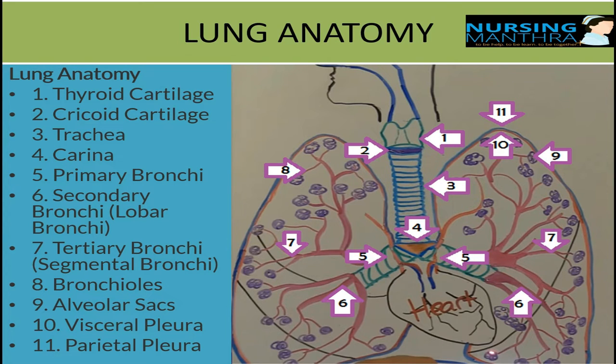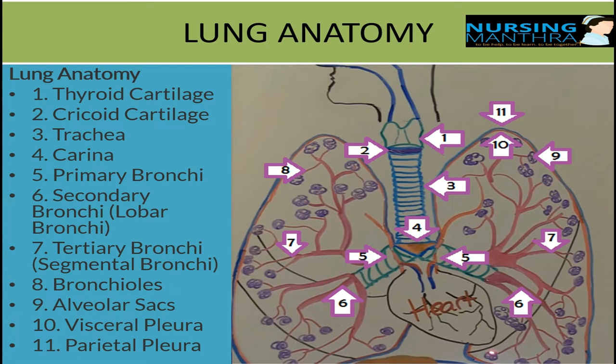Secondary functions of the lungs are to facilitate the sense of smell, produce speech, maintain acid-base balance, maintain body water levels, and maintain heat balance. These are the secondary functions of the respiratory system.